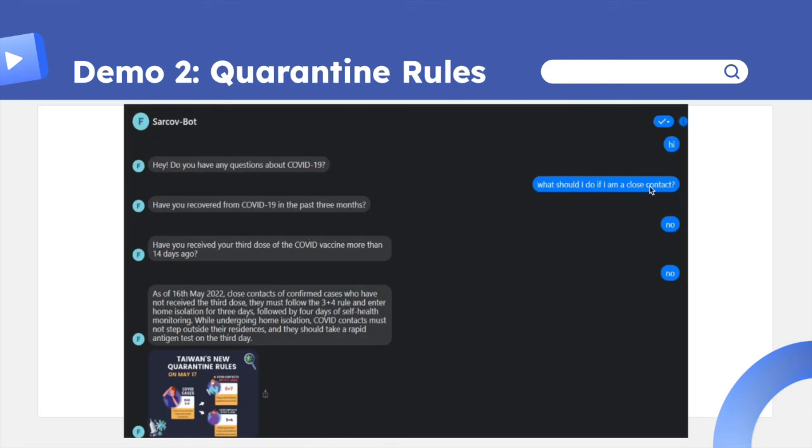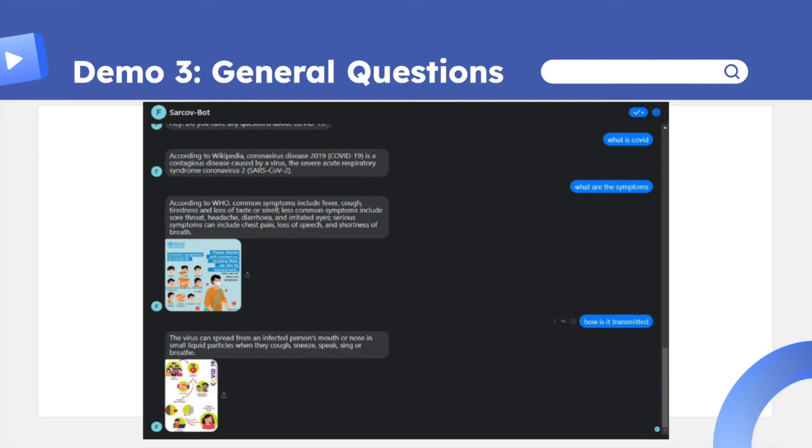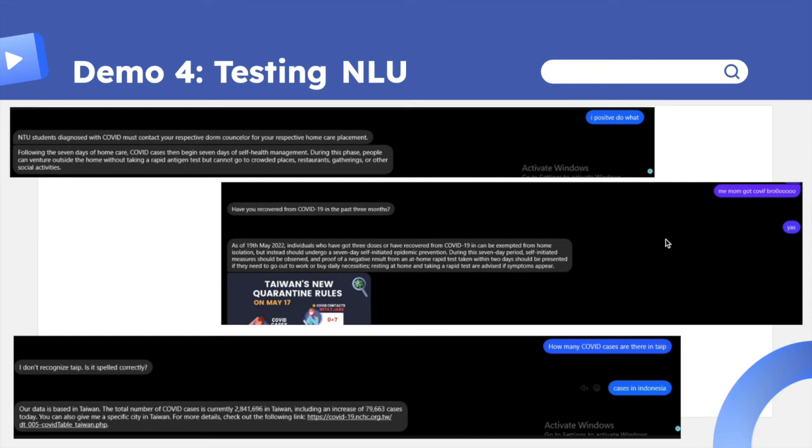The second demo is more about quarantine rules. If we are a close contact, what should we do? The chatbot will still ask us some questions for confirmation before it gives us the final answer. The same goes for this one. Then this one is more about general questions, such as what the symptoms are and how it's transmitted. Lastly, we try to play around with our accent and maybe some slang, and it still understands what we intend to say and gives us the correct answers.